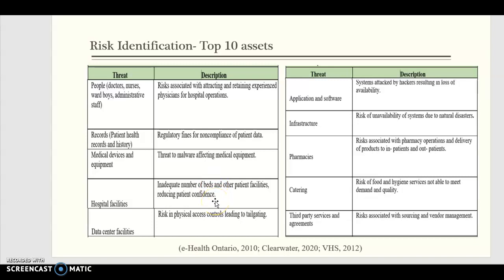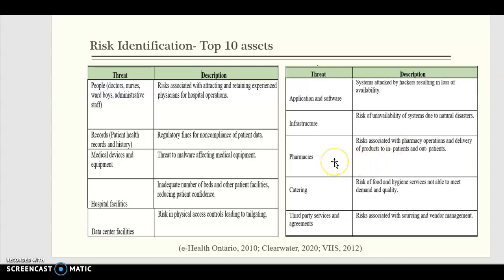Hospital facilities, there is a risk that the number of beds and other patient facilities could reduce patient confidence. Data center facilities, there's a high risk of physical access controls leading to tailgating. Applications and software like the billing system and the insurance systems could be hacked, resulting in loss of availability. Infrastructure involves hardware like printers, PCs, servers, and there's a risk of unavailability of systems due to natural disasters.